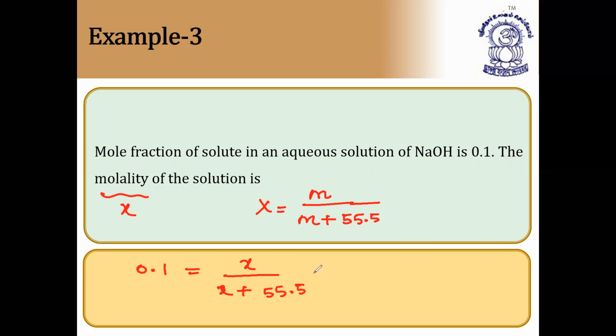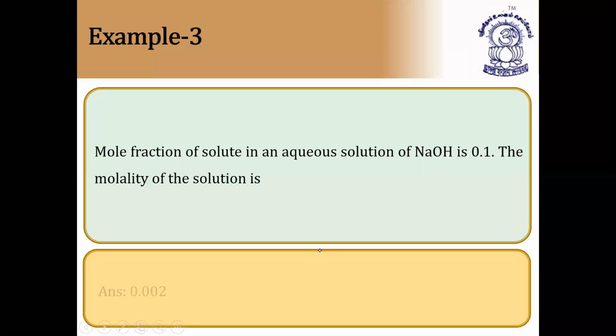For understanding, how did you get 55.5? 1000 by 18. Since it is an aqueous solution, we have to take 1000 by 18. Straight away you'll get 55.5. This is a short form. Please write down this formula. For aqueous solution it is applicable. I'm not solving here, you can do it now. After solving this you will get the value easily. I hope it is clear now. You can check the answer. After solving, it should be equal to 0.002.